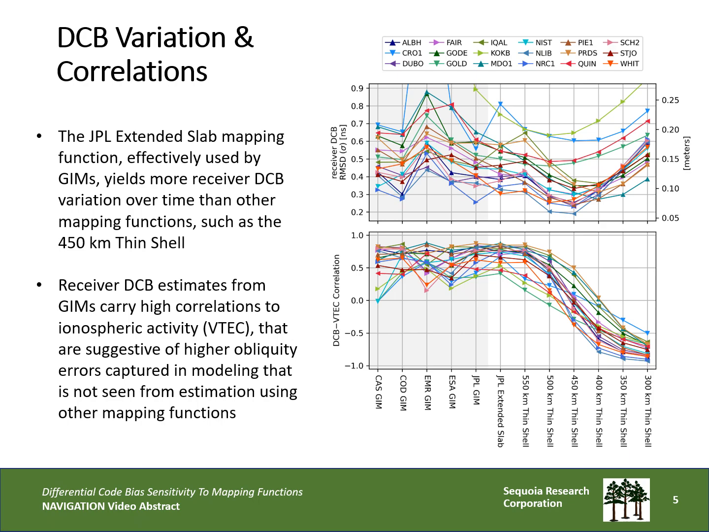Other mapping functions, such as the 450 kilometer thin shell, produce biases with significantly lower variations and very little correlation to ionospheric activity. As a result, the higher variations and correlations from GIMs are suggestive of larger modeling errors.